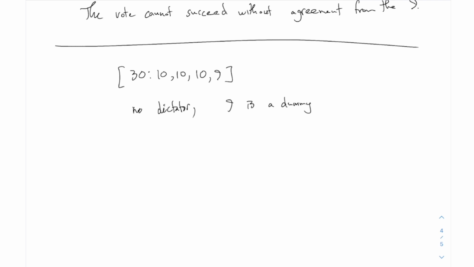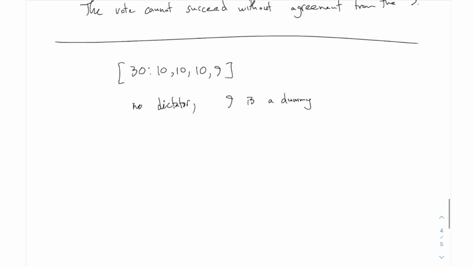That's because there is no way to add up these numbers to more than 30 in a way which actually uses the 9, right? The only way to get to 30 is by including the three 10s. Then you get to 30. If you also throw the 9 in, it doesn't matter. And if you don't throw in one of the 10s, then you can't make it to 30. So the 9 is a dummy.